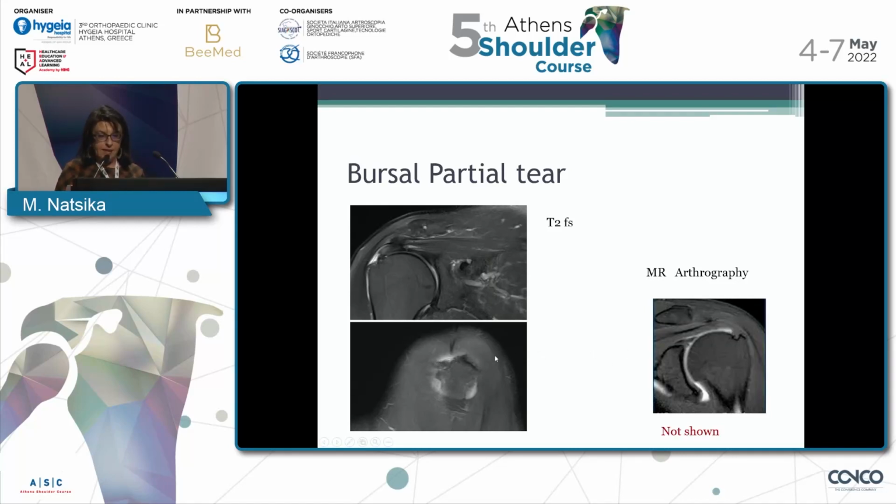And then we pass to the bursal partial tear, and we can also see them without arthrographic technique, because most of the time it is associated with fluid in the subacromial space. So it can be delineated, but we cannot see them on MR arthrography because these lesions do not communicate with the joint.